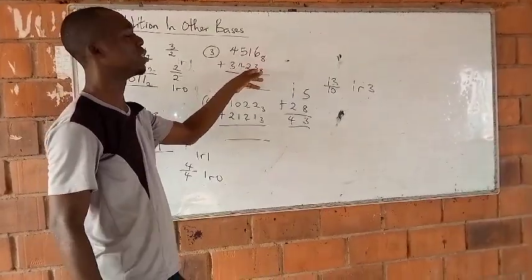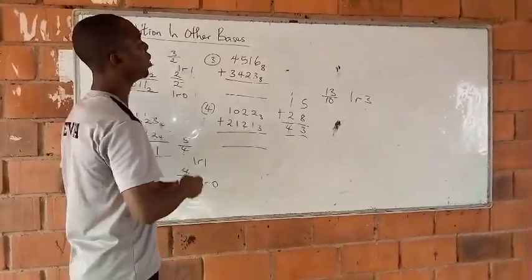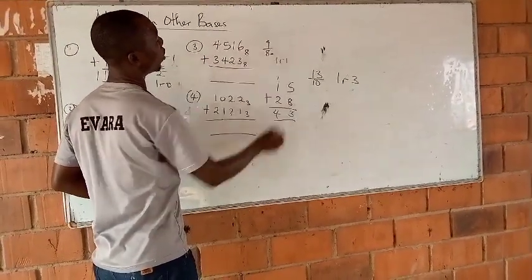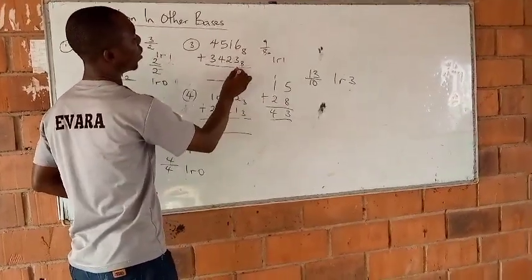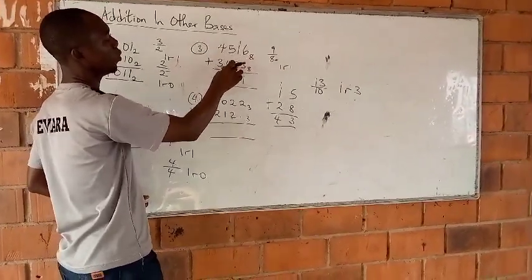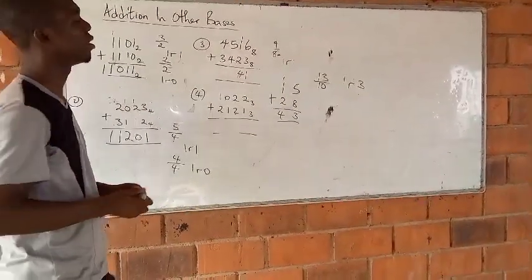6 plus 3 is 9, which is more than the base. So we divide that 9 by 8. We have 1 remainder 1. So I'll write this remainder 1 and take this 1 here. 1 plus 1 is 2, plus 2, 4. So I can write the 4 since it's not up to the base.